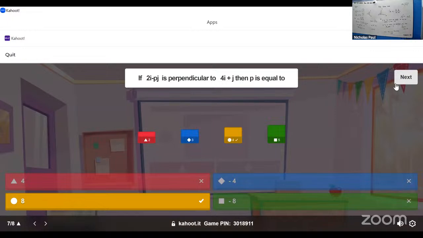Right, the dot product is 0. So when you multiply 2 by 4 and minus p by 1, you'll get 0. So you're supposed to write 8 minus p is 0, so p is positive 8. All right, this is a past paper actually. They ask the same thing.